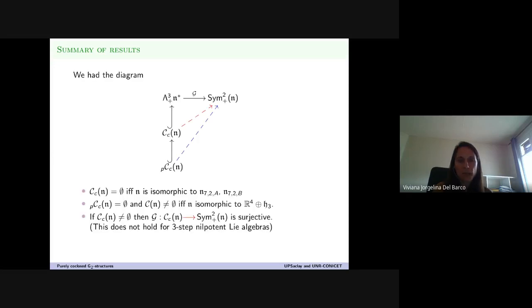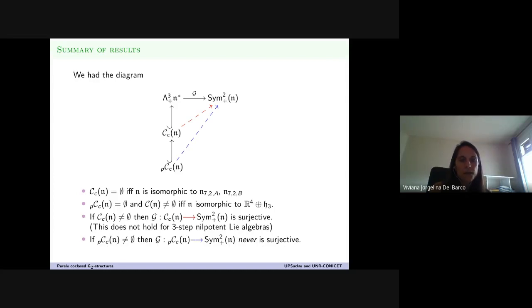With respect to the surjectivity of the map, we can say that whenever you have a coclosed G2 structure, then the map restricted to the coclosed set is surjective. So in any case that we studied, if you have a coclosed G2 structure, then any metric is induced by a coclosed one. This does not hold for 3-step nilpotent Lie algebras. This was already known by Bagaglini, Fernandez, and Fino. They give a 3-step nilpotent Lie algebra not inducing any soliton metric.